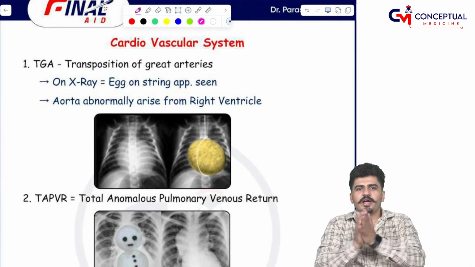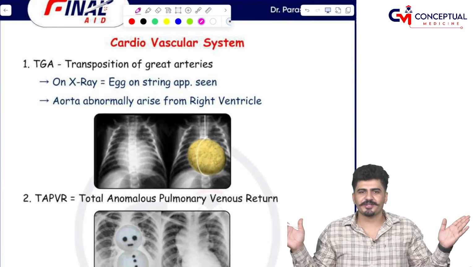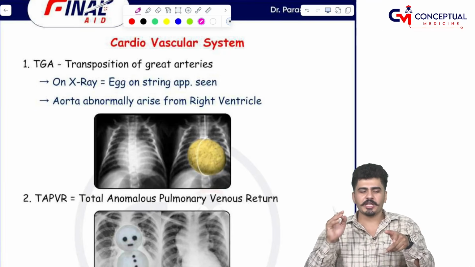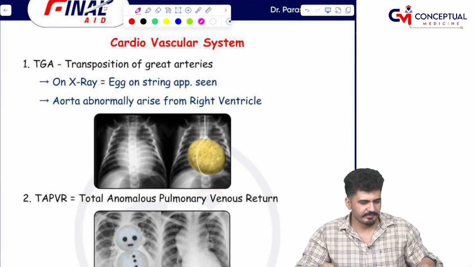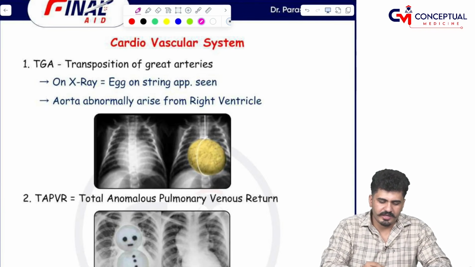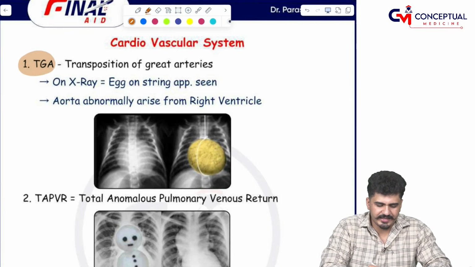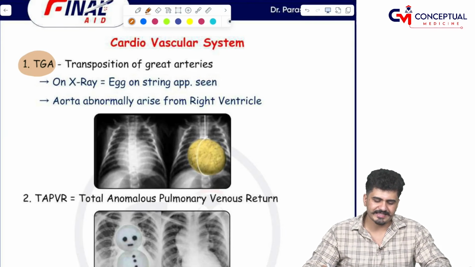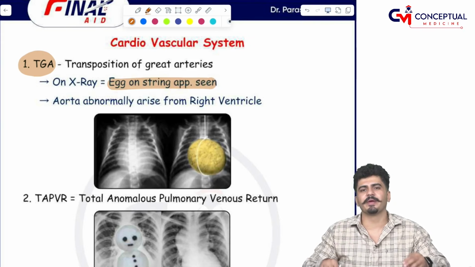Now we are going to do another system, which is the cardiovascular system, and this system is integrated with your pediatrics, my dear ladies and gentlemen. Okay, let's talk about this cardiovascular system. First of all, the number one thing we are going to study is TGA, transposition of great arteries. Now what is happening right here? On X-ray you are going to see egg on string appearance.